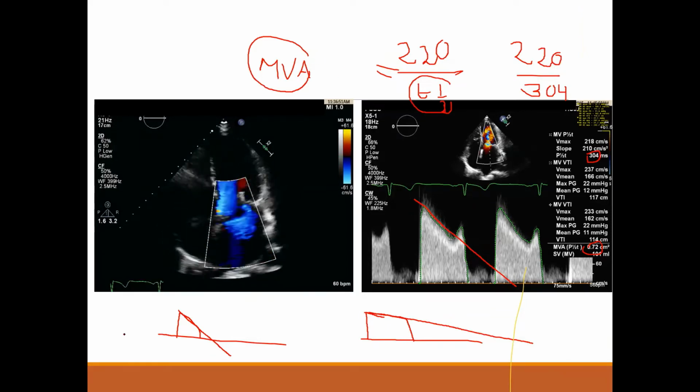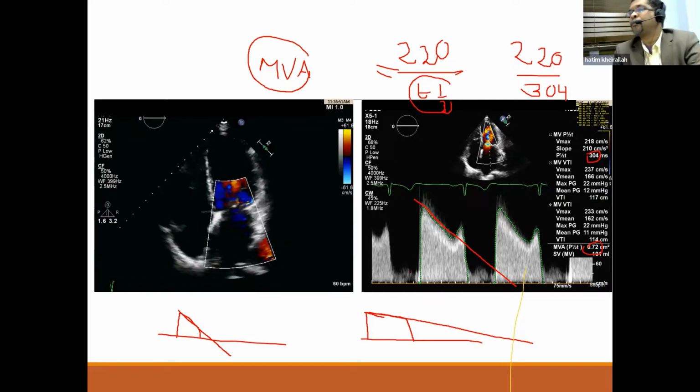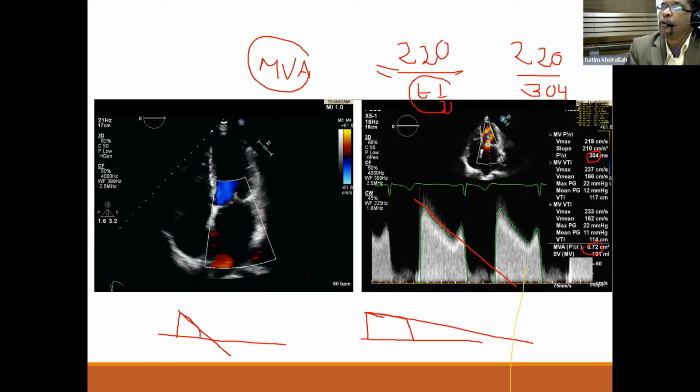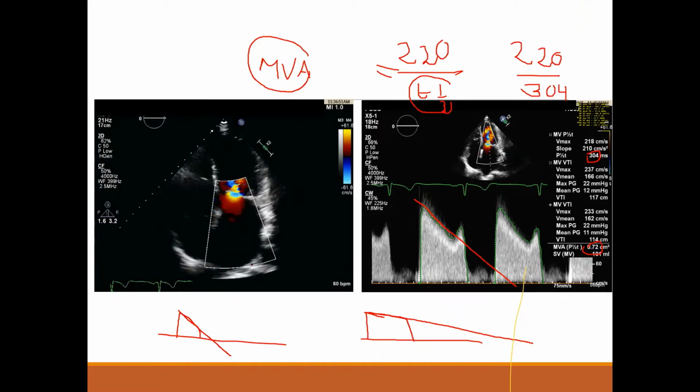But the problem with pressure half time is that it is flow dependent. It depends on the flow so much. If the flow changes, the pressure half time changes a lot.